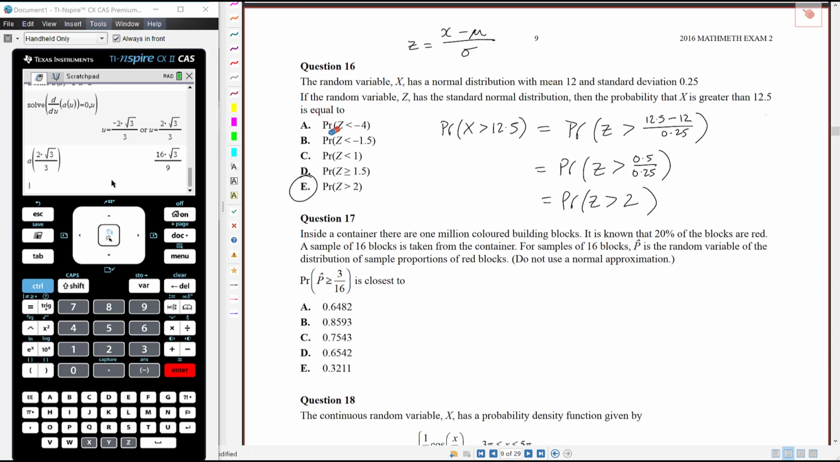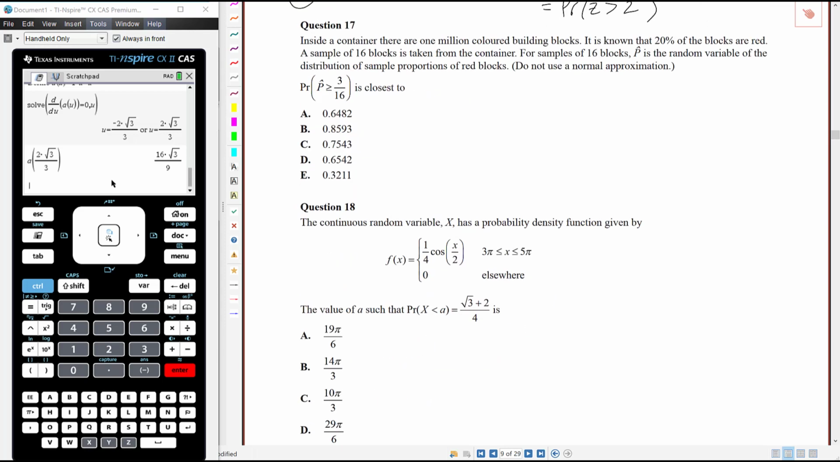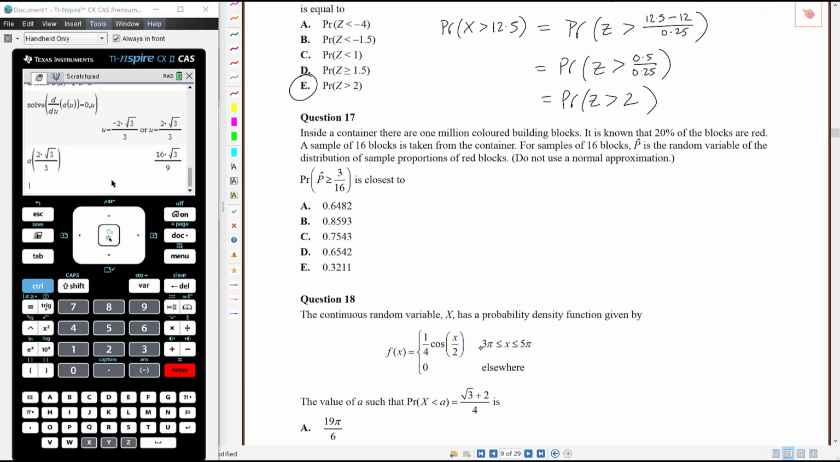Okay, question 17. Again, if you're doing this exam in 2020, this is the statistical inference topic. This is not on the 2020 study design, so you don't need to answer this question. Similar for question 18, which is a continuous random variable, so also another question you don't need to answer. So question 17, inside a container there are 1 million coloured building blocks.